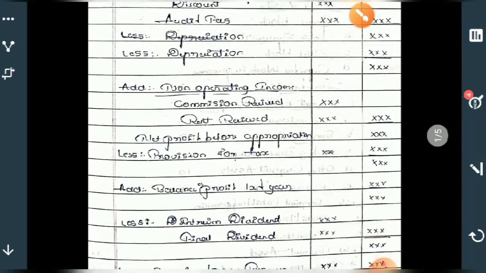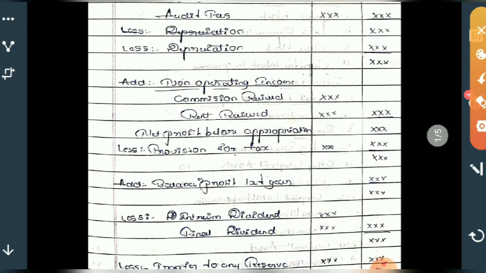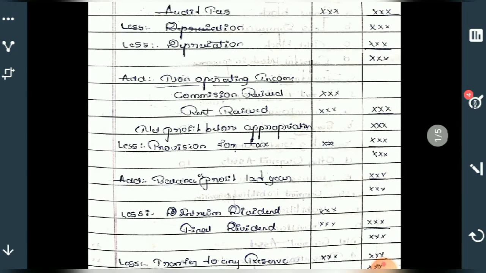Now, to that amount you have to add the non-operating income. These incomes go on the income side, at the right hand side of the horizontal P&L account; you are going to write the same thing here. You add commission received, rent received, discount received, interest received, or any other received incomes. You have to add them and take it into the outer column. Then you will get one particular amount. After adding this, you will get an amount called net profit before appropriation.